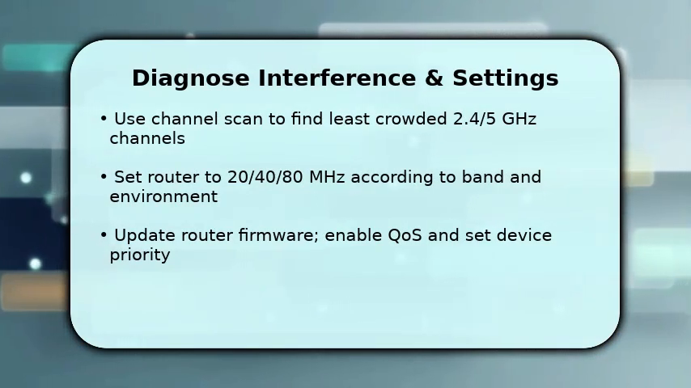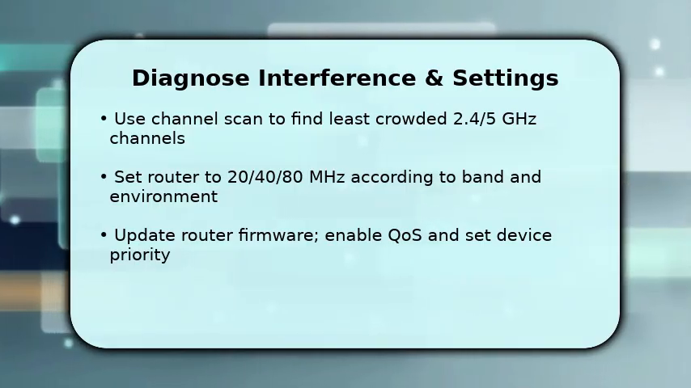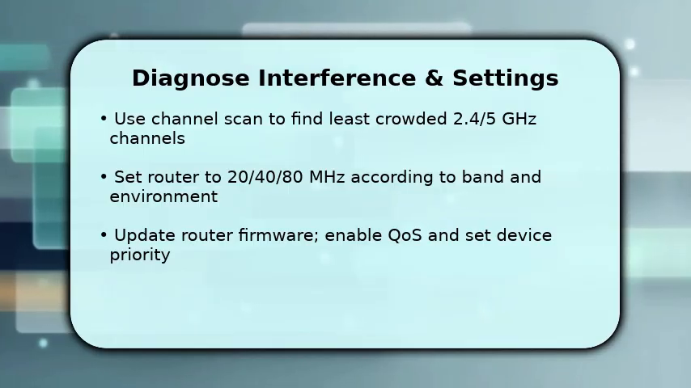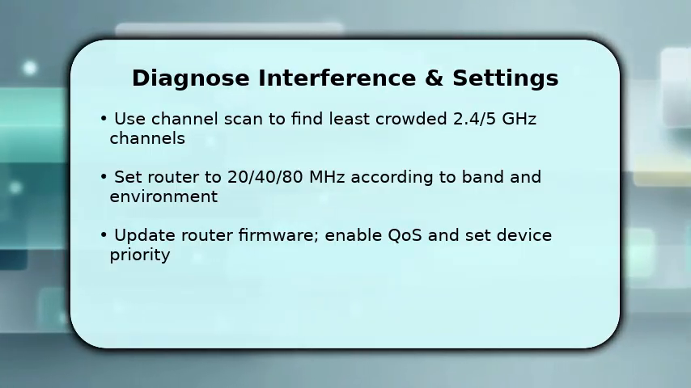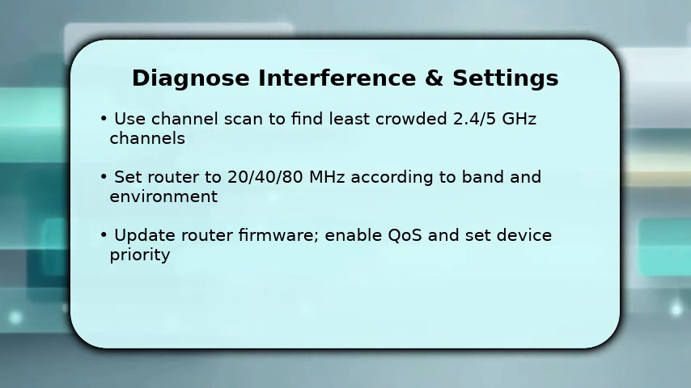Run a Wi-Fi channel scan on 2.4 and 5 GHz to identify crowded channels and choose the clearest one. Then adjust channel width. Use narrower widths in dense environments to reduce collisions, wider for speed if clear. Update your router firmware to fix known bugs and enable QoS to prioritize latency-sensitive traffic for the problem device.